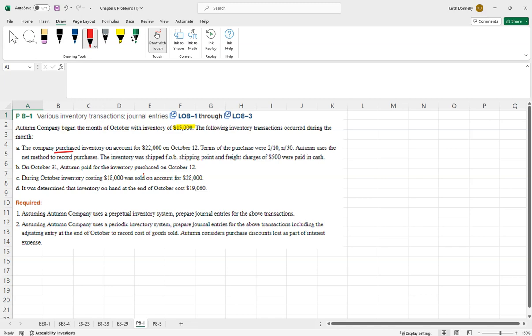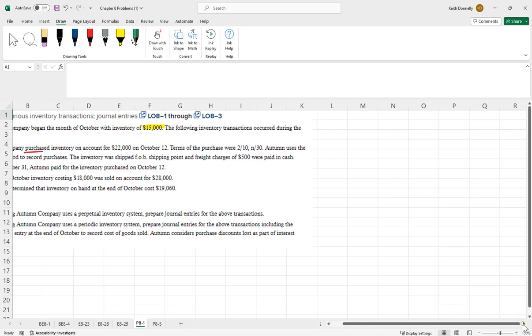October 31st, we paid for the inventory. So we must have done this on account. Later on, we paid off that account. And then, during October, inventory costing 18 was sold for 28. So we sold some inventory. At the end of the period, we did a physical count and got 19,000 of inventory on hand. They want us to account for the journal entries if it's perpetual, and if it's periodic.